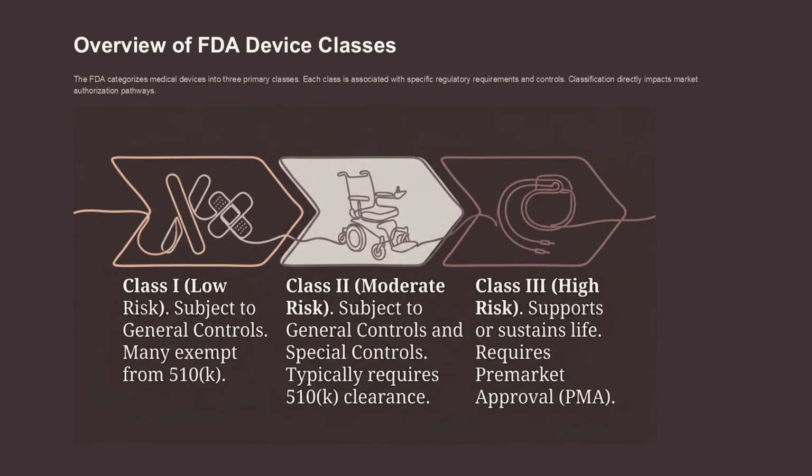The FDA categorizes medical devices into 3 primary classes. Each class is associated with specific regulatory requirements and controls. Classification directly impacts market authorization pathways.